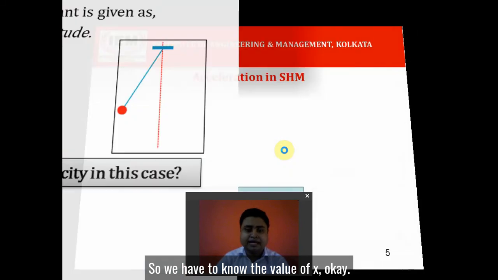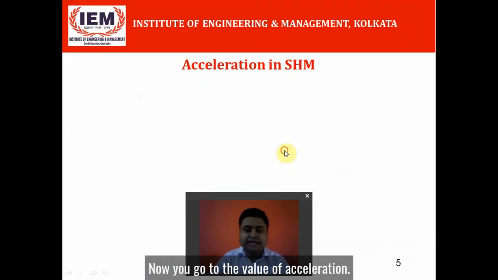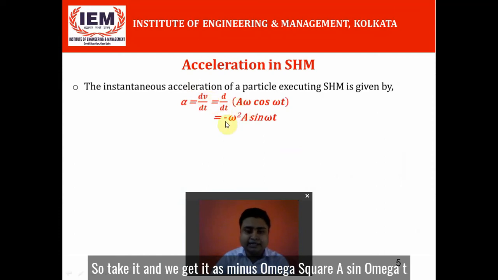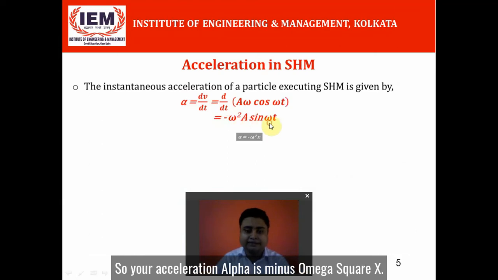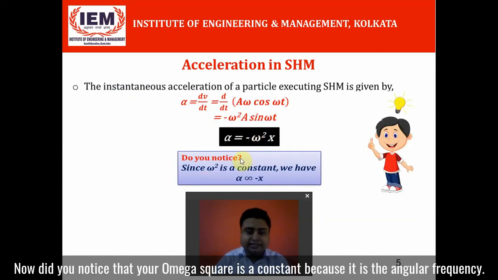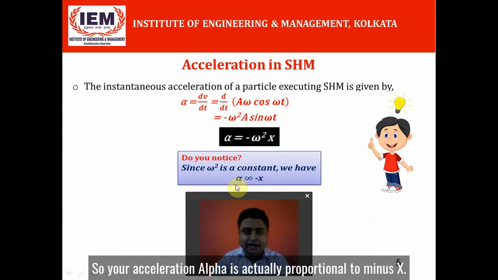Okay. Now you go to the value of acceleration. For acceleration we have to take the derivative of velocity. So take it and we get minus omega square a sine omega t. So your acceleration alpha is minus omega square x. Now did you notice that omega square is a constant because it is the angular frequency? So your acceleration alpha is proportional to minus x.